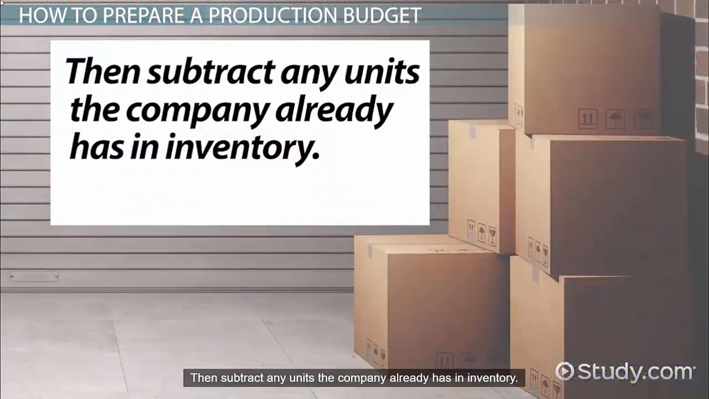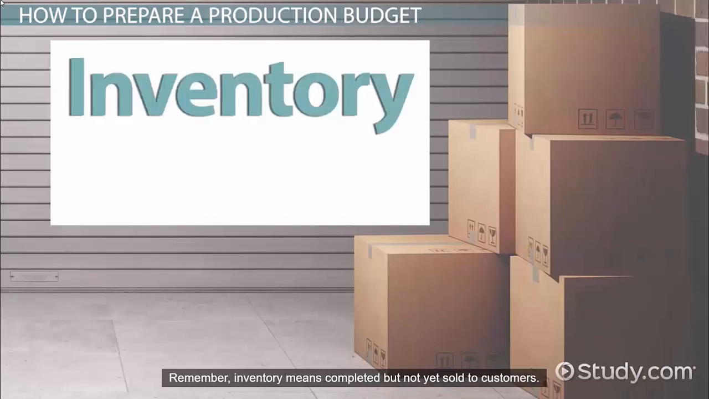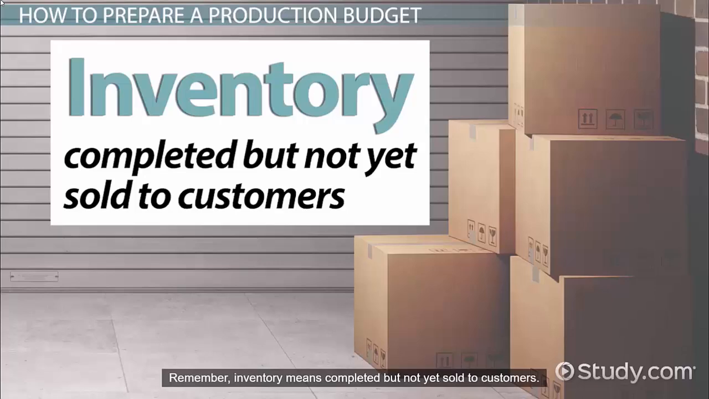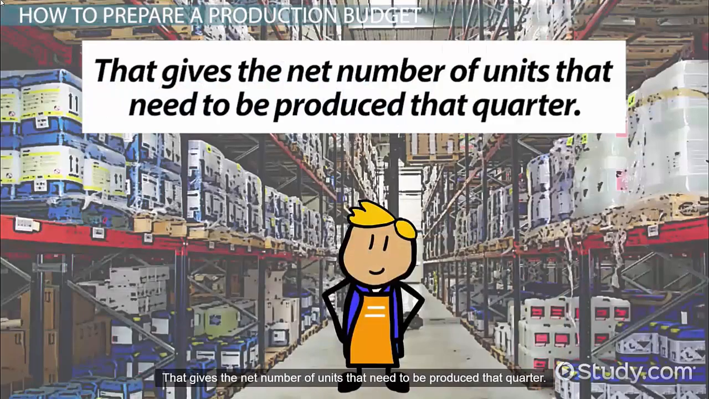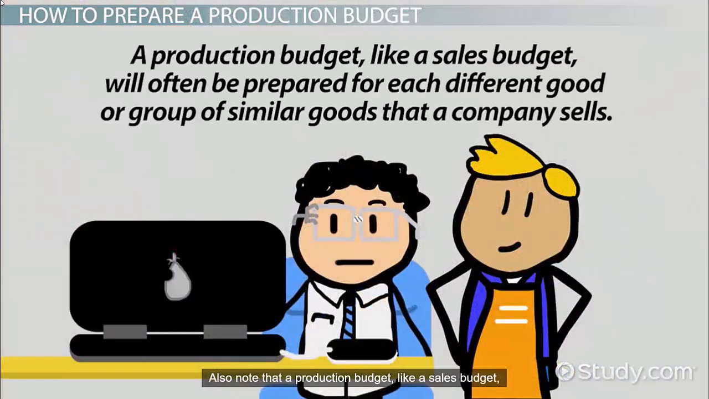Then subtract any units the company already has in inventory. Remember, inventory means completed but not yet sold to customers. That gives the net number of units that need to be produced that quarter. Also note that a production budget, like a sales budget, will often be prepared for each different good or group of similar goods that a company sells.